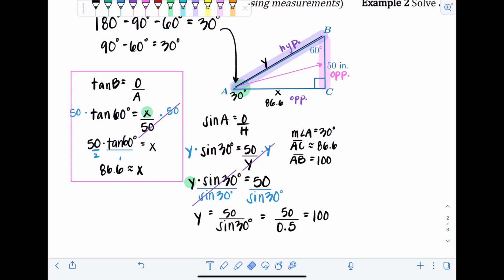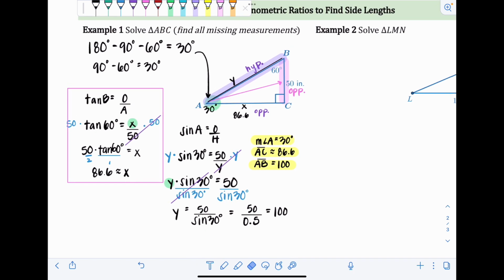Okay, and then now we have all of our different measurements that we were missing from the very beginning. So we have measure of angle A is 30 degrees, AC is 86.6, and then AB is 100 degrees. Or wait, sorry, AB is just 100, not 100 degrees. It's a segment, so just 100.